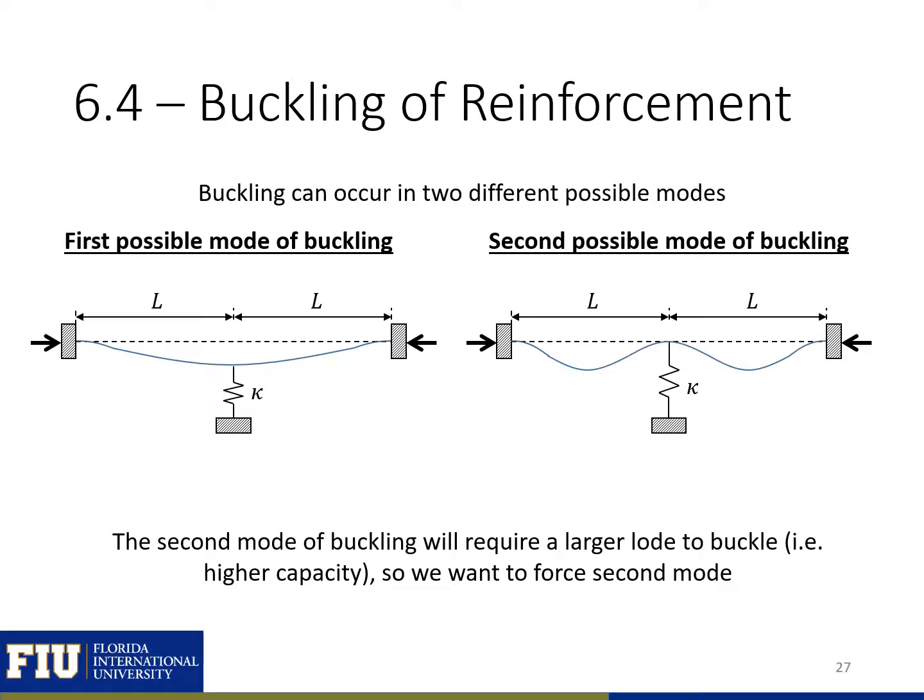Buckling can occur in two different possible modes. The first mode of buckling is across two ties here. So this tie is not preventing buckling. The second mode of buckling is shown here, where the tie prevents buckling and causes this second mode to occur. The second mode of buckling is going to require a much larger load to buckle, which means our bar is going to have a higher capacity. So we want to have enough tie stiffness to force the second mode of buckling to occur.